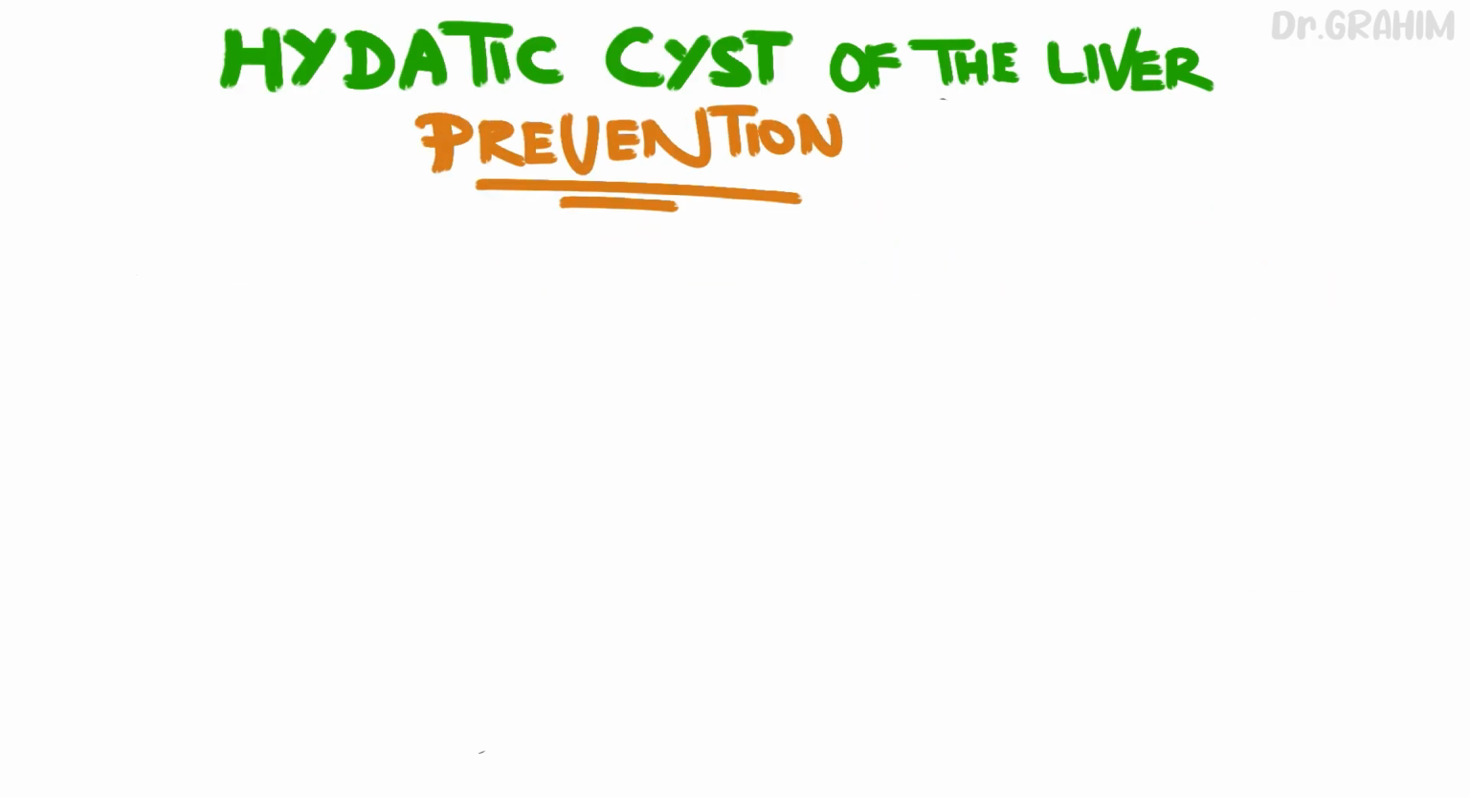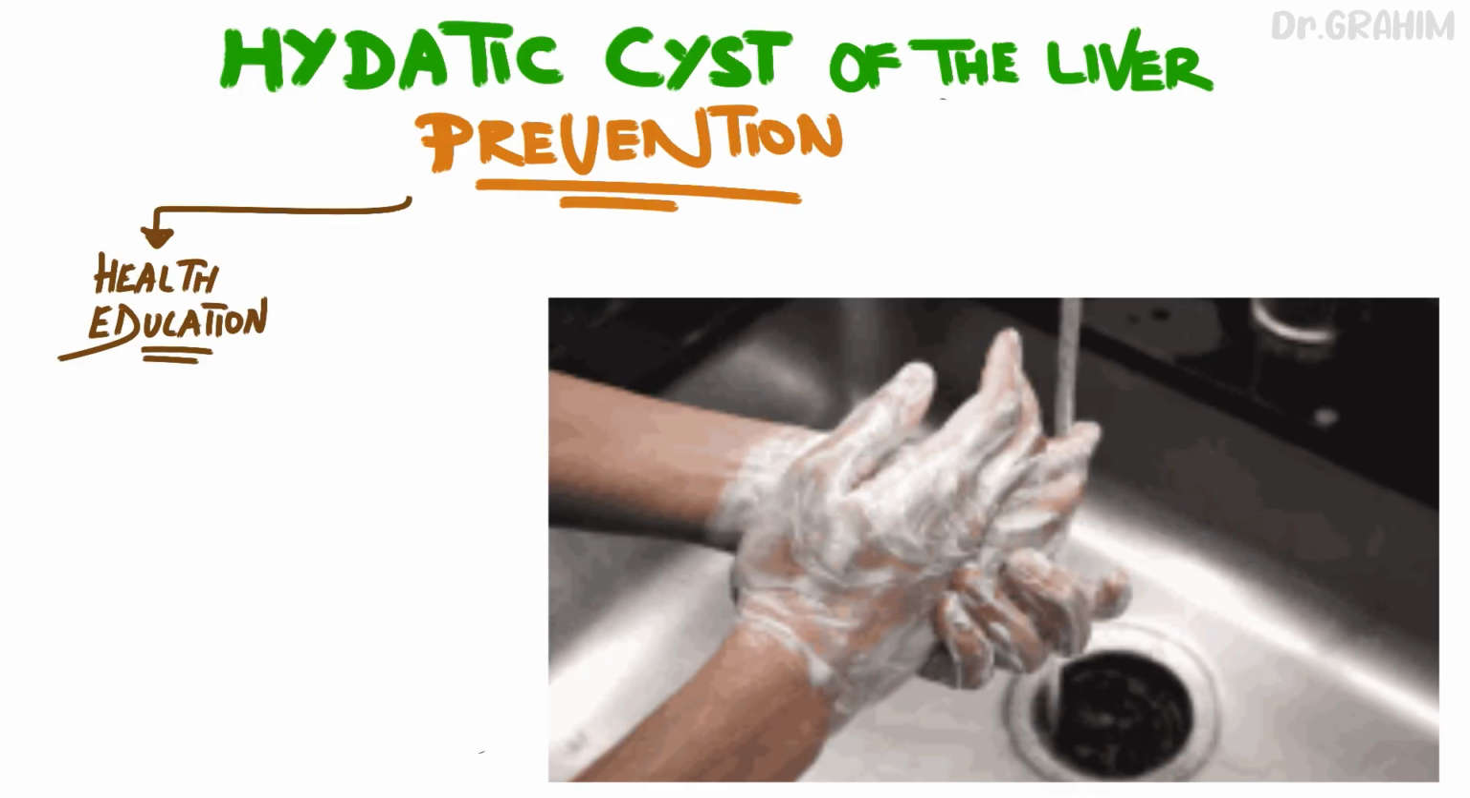The prevention of hydatidosis is based on a combination of sanitary, veterinary, and educational measures aimed at limiting the transmission of this parasite between definitive hosts and intermediate hosts. We should raise awareness among exposed populations about the mode of transmission of the disease and encourage good hygiene practices, particularly hand washing after contact with dogs or livestock.